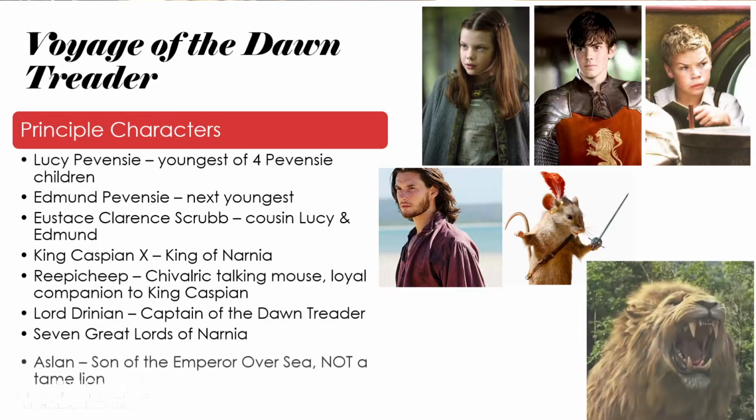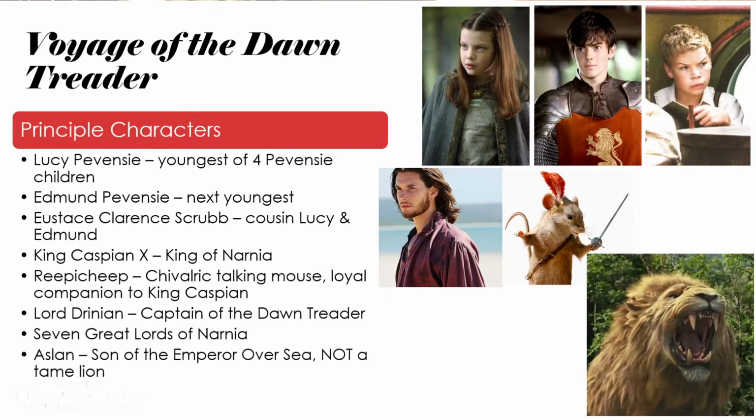And then, of course, Aslan, right, the son of the emperor, who is, again, never described as a tame lion. As a matter of fact, he's specifically described as not a tame lion. And that's going to be a character that will show up periodically throughout the book.